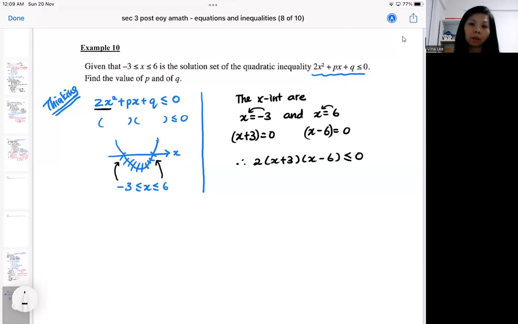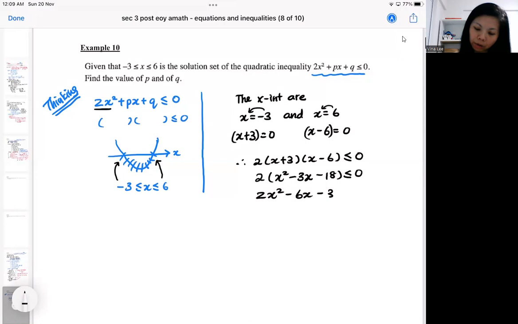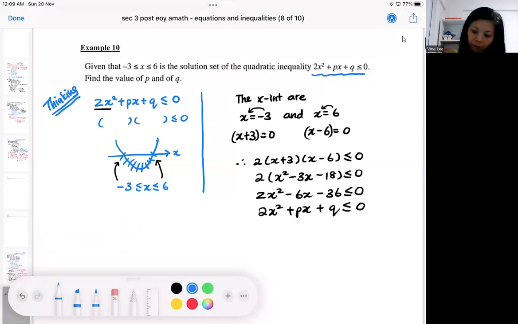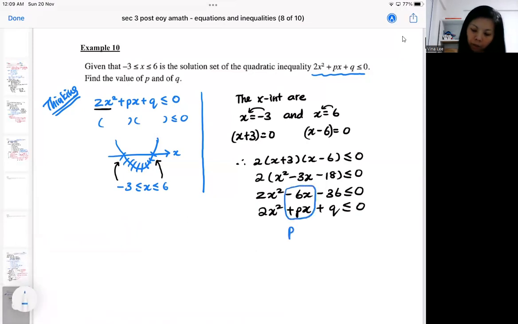So when I work backwards, I will have gotten the two brackets, and I got to factor in the coefficient of x squared. So from here, you do your normal expansion, and you compare with the original. If you do a comparison, your answer will be P equal to -6 and Q will be equal to -36.